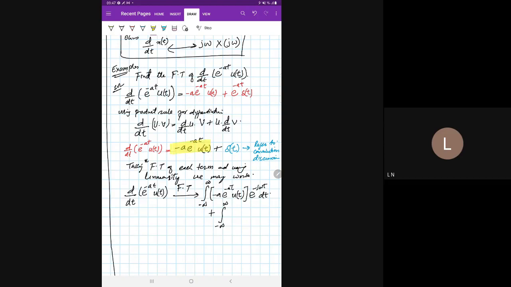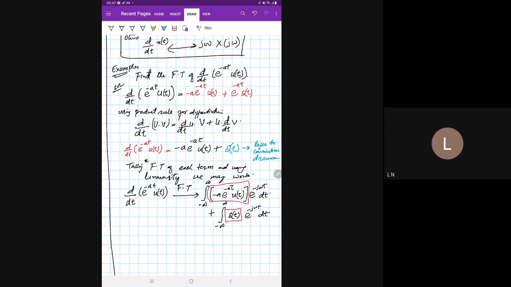So basically we are taking the Fourier transform of this equation now. This is a simplified version of this equation. Whatever we have obtained using the product rule is a simplified form of e raised to power minus at u of t. So now we will have the integral from minus infinity to plus infinity of delta of t e raised to power minus j omega t dt.